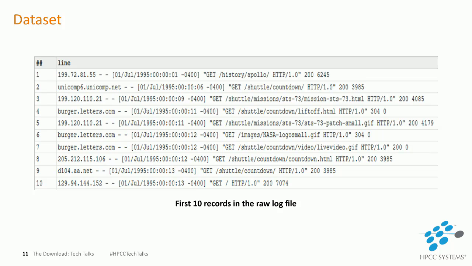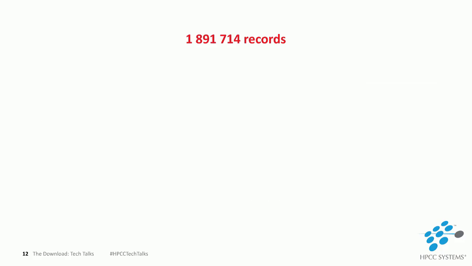These are the first 10 records. We have the IP address, we have the date, we have the request made, we have the reply code, and we also have the number of bytes in the reply. For the whole data set, we had about 2 million records.